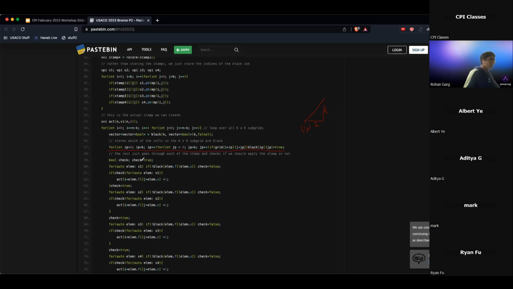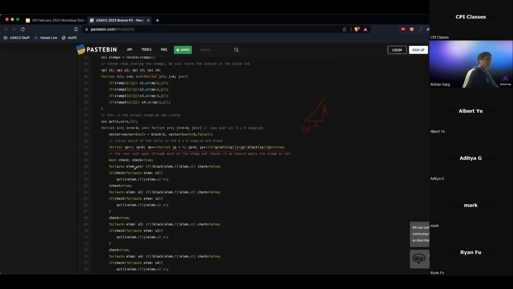Now we check each of the 4 stamps. This actually is not as bad as it looks. Essentially, I just wrote this code once for the first stamp, and I copy pasted it 4 times to check all other 3 stamps. What we do is create a bool, which is the checker. We make it true originally. And for each element in the stamp, so this is the vector of pairs we created, so this stuff.